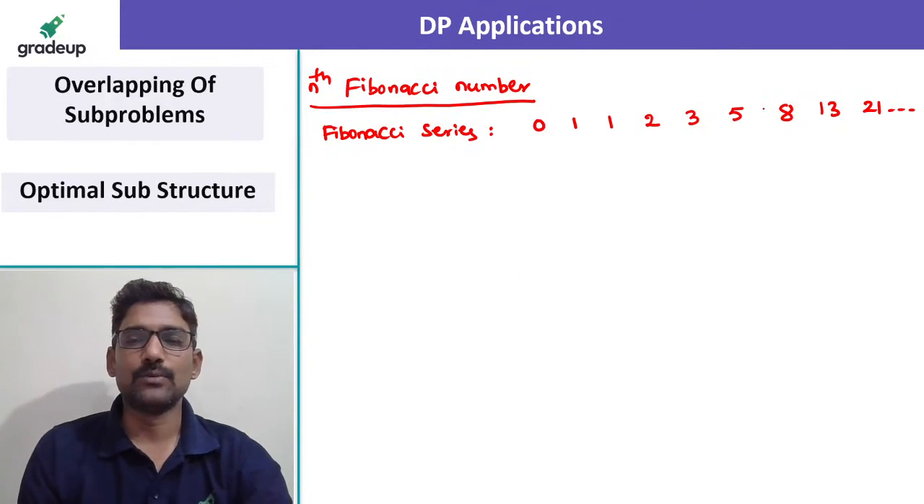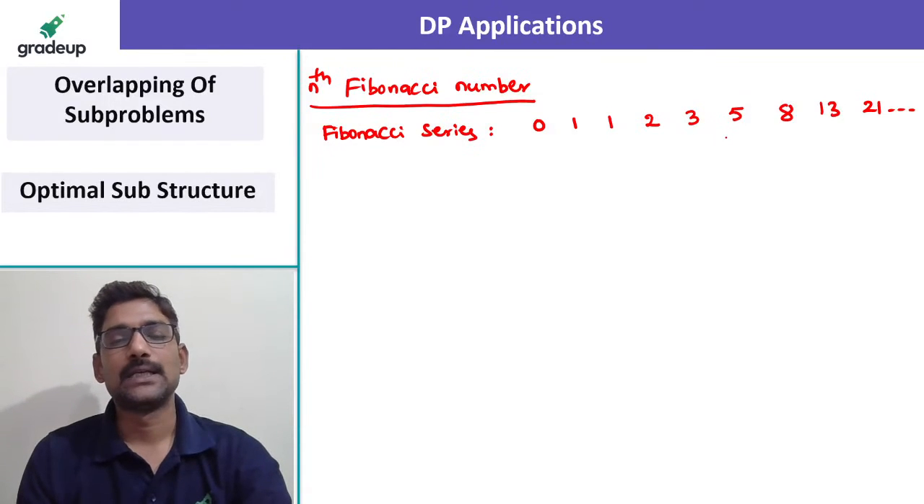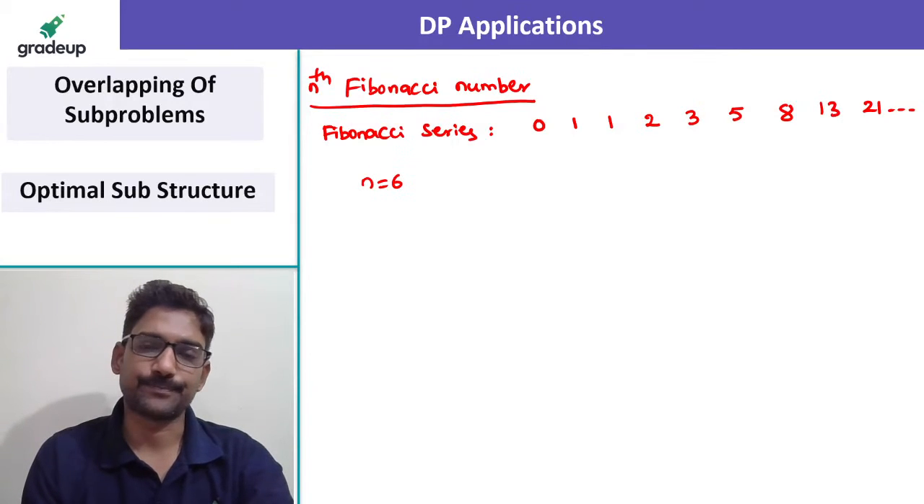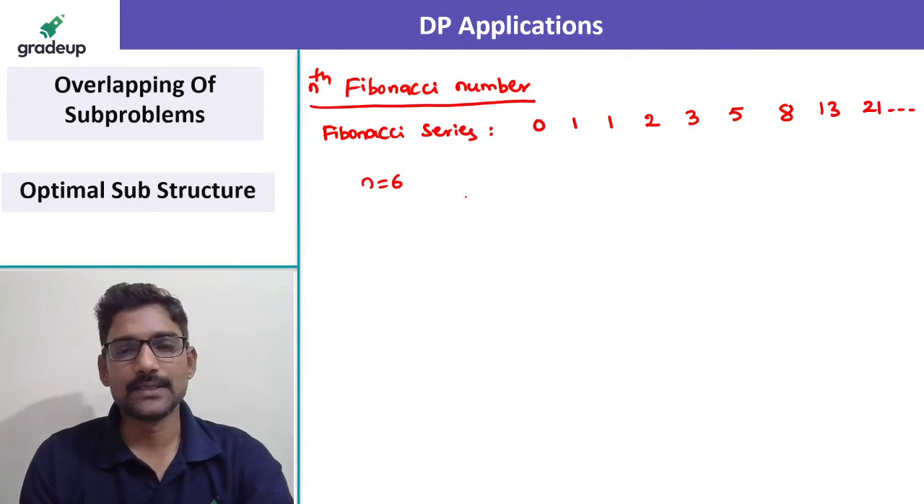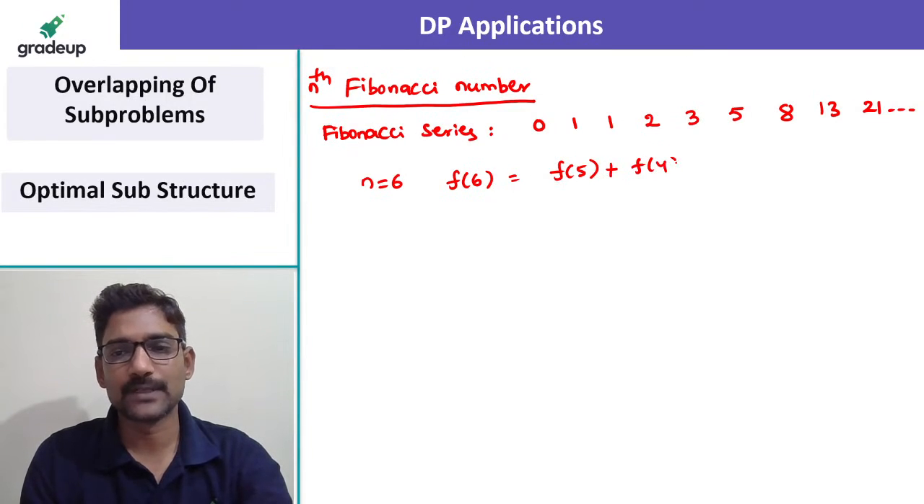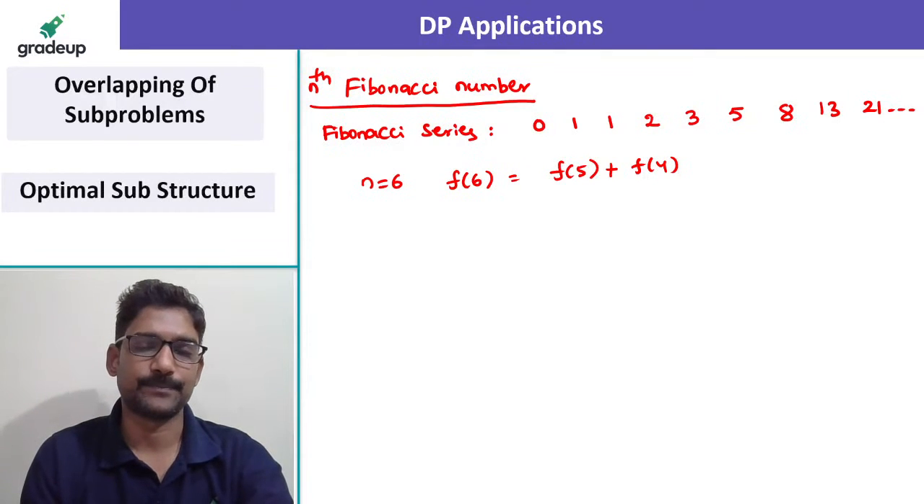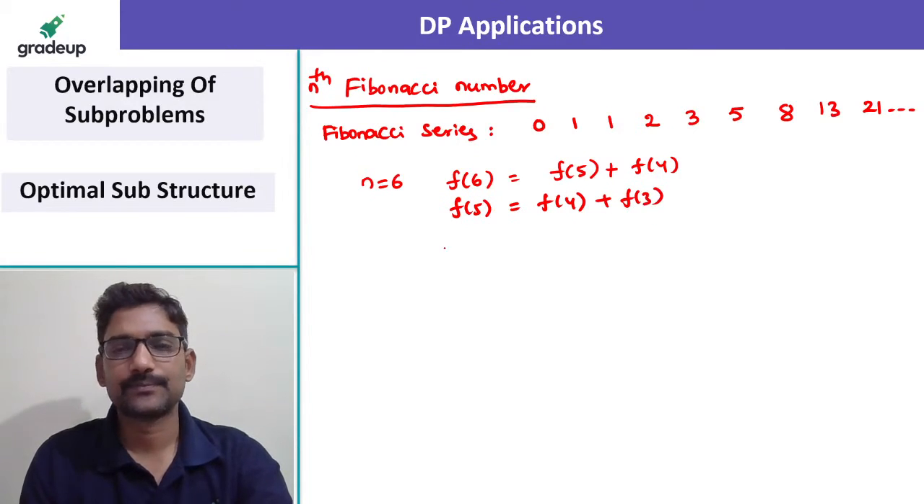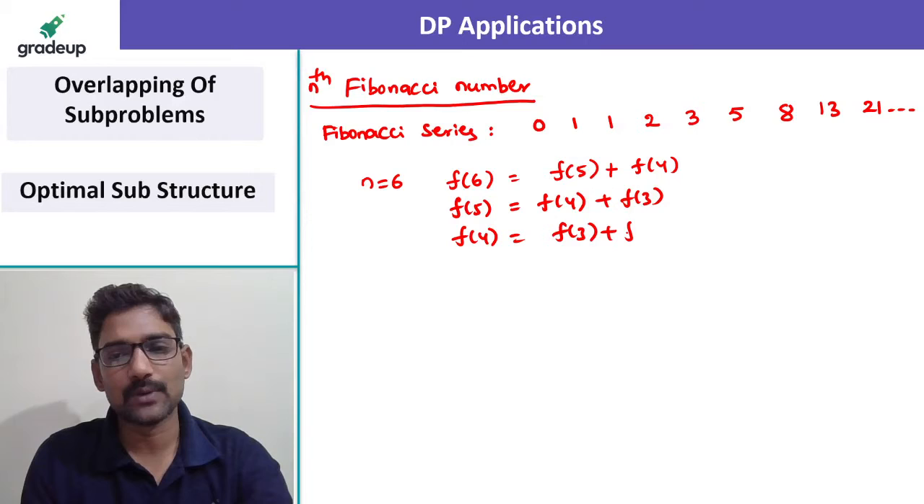Suppose you would like to find the nth Fibonacci number, let's say n is equal to 6. How do you get the 6th Fibonacci number? That is the 5th Fibonacci number and the 4th Fibonacci number; when you add them, you will get it. How do you get the 5th Fibonacci number? The 4th and 3rd when you add. How do you get the 4th? The 3rd and 2nd when you add.